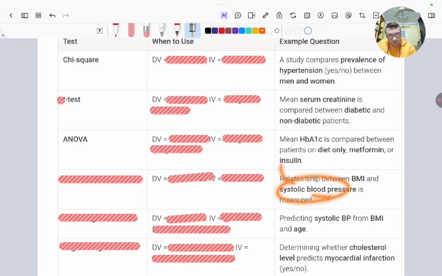What about relationship between BMI and systolic blood pressure is measured? Systolic blood pressure depends on BMI. Systolic blood pressure is continuous. BMI is continuous. Continuous. Correlation or linear regression? See? Relationship. So it's correlation.